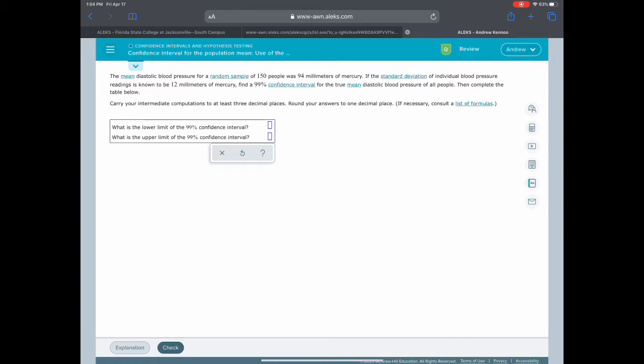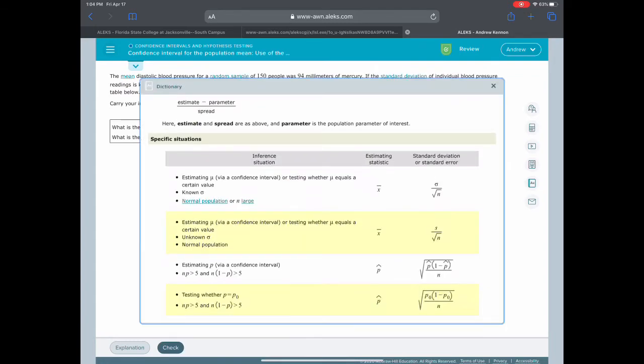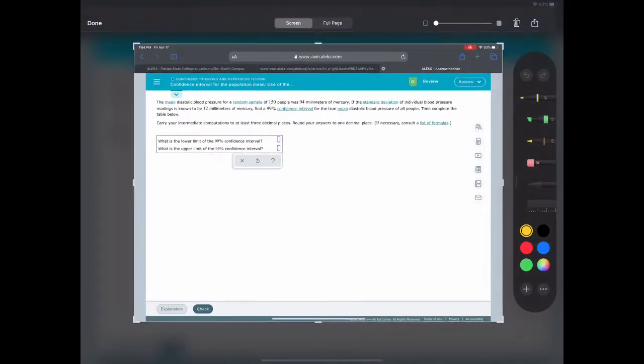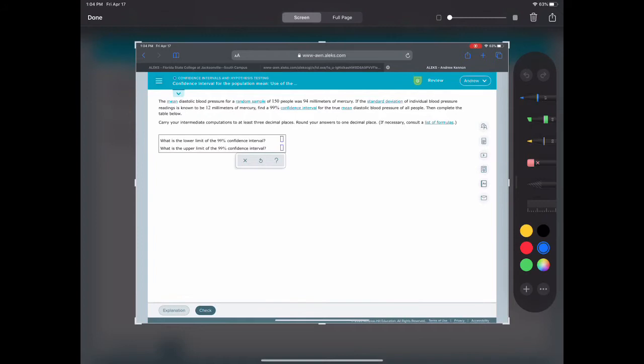So we want to know the lower limit and the upper limit. All right, so we can click on the list of formulas. Actually, the first one here is what we're going to use. We want to know the standard error, so we do the standard deviation divided by the square root of n. All right, so let's screenshot. Write that down before we get it.